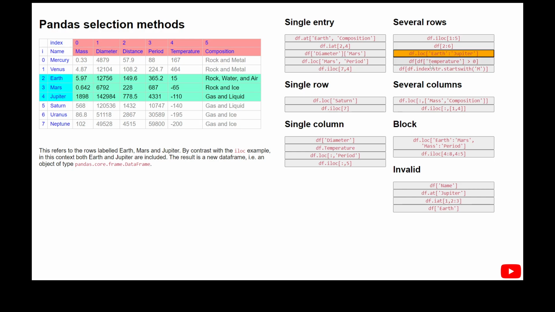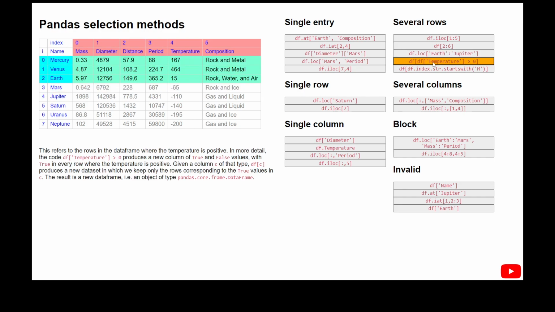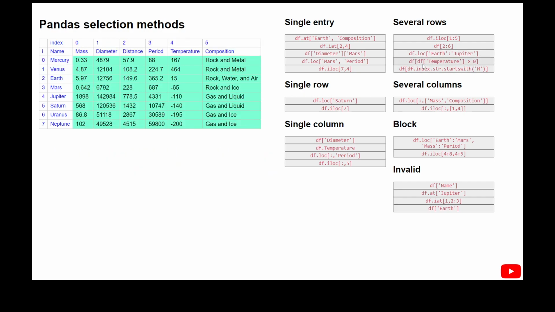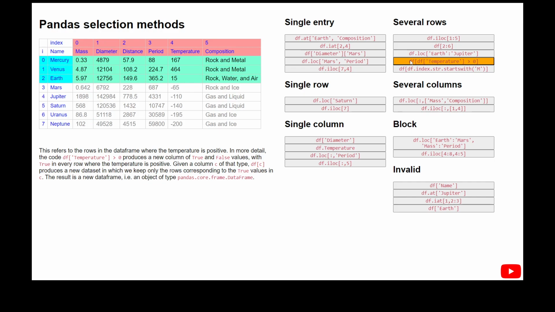Then here's another very common sort of usage. You do df['temperature'] > 0. If I just do this thing in the middle, df['temperature'] > 0, that gives me a sequence of true and false values. It gives you a true value for every planet where the average temperature is positive, and a false value for every planet where the average temperature is negative.